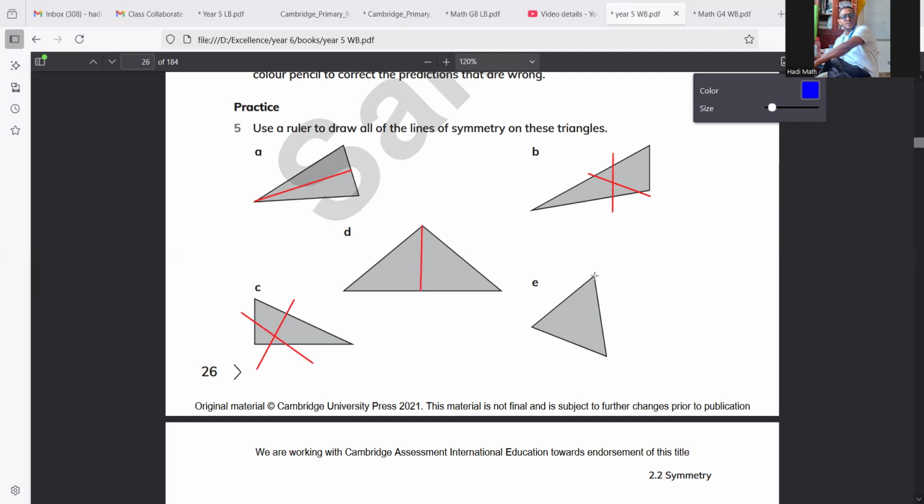If you see this one, it's an equilateral triangle. You will draw one line of symmetry this way. This is a line of symmetry. And you draw another one from here. This is also a line of symmetry. And you will draw one from here. This is also a line of symmetry. So there will be three lines of symmetry when the triangle is equilateral. When it's scalene, no line of symmetry at all. When it's isosceles, there will be only one line of symmetry.